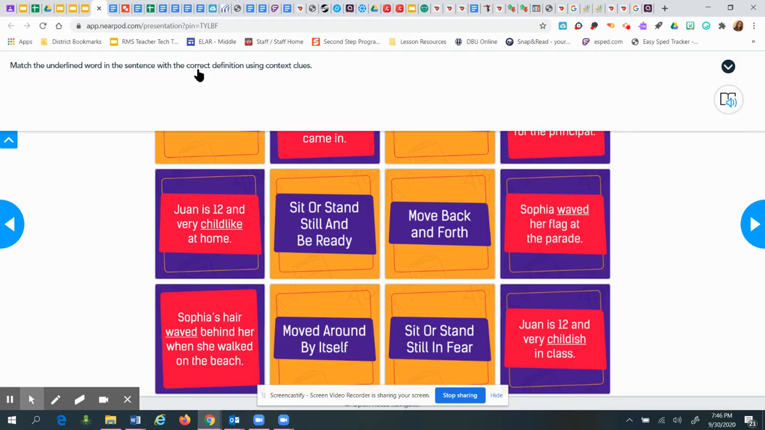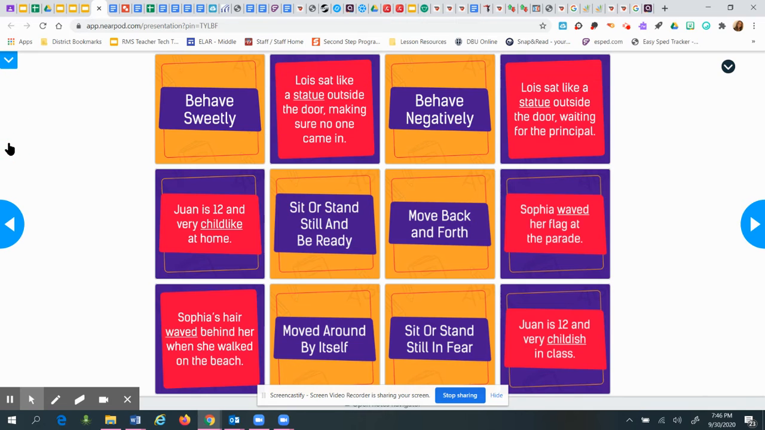Okay, so here are your directions. And remember, there's that immersive reader if you need it. Match the underlined word in the sentence with the correct definition using the context clues. So I'm going to hide this screen. Basically, the red ones are your sentences with context clues, and the yellow ones are the definitions of the underlined words that you need to match up. So let me do one with you, and yours might be in a different order. That's okay.